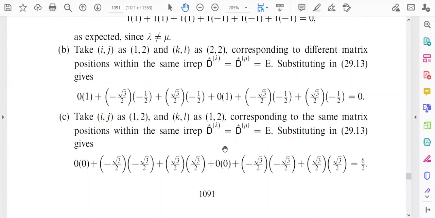Now suppose in the next case we consider the indexes to be the same, that is ij as 1 2, kl also as 1 2, and lambda also equal to mu. Then you just find the product between 1 2 and 1 2. I have already denoted what is meant by the 1 2 element. So you just find the product for each of the matrices and add them up, then it will give you the value 6 by 2. So you are getting some value here.